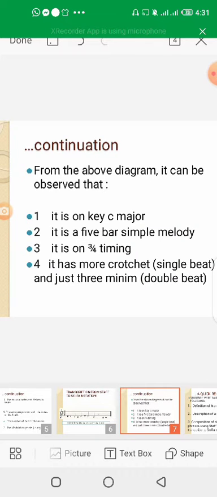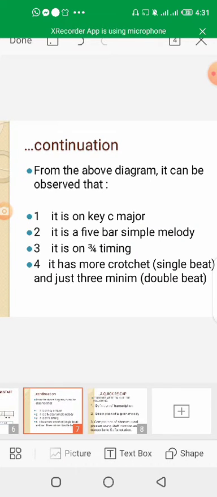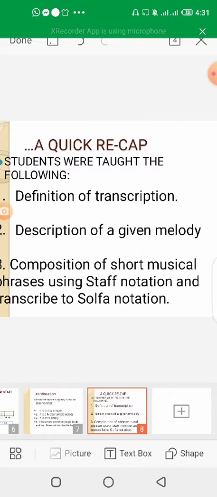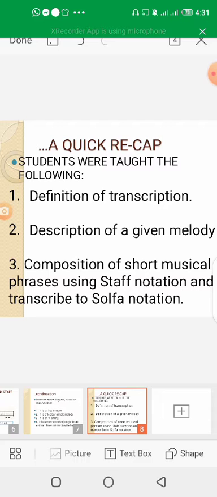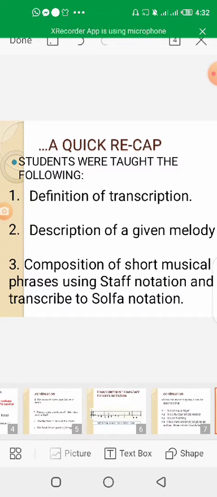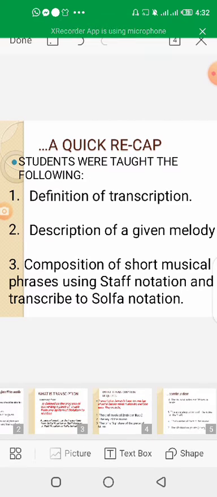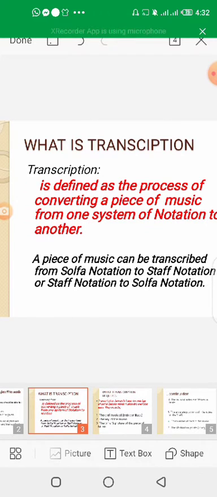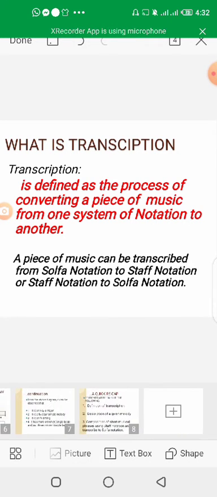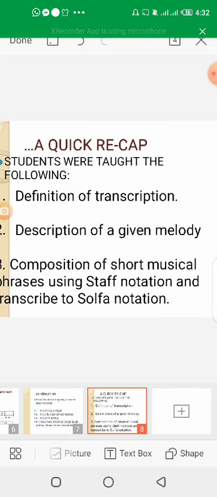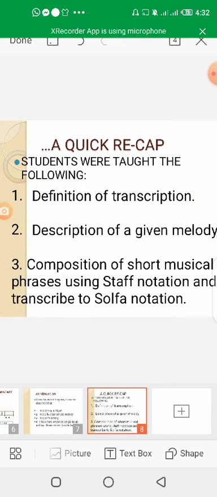Okay, let's have a quick recap of what we've gone through. Students were taught the following. 1. Definition of transcription. We said transcription is defined as the process of converting a piece of music from one notation to another notation. So you were taught the definition of transcription.